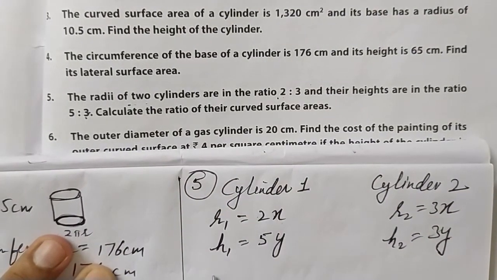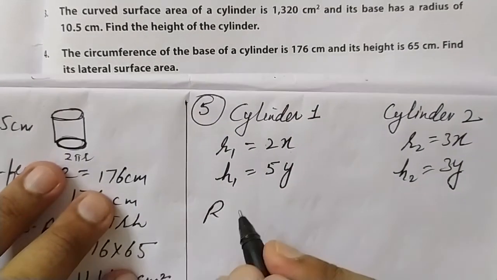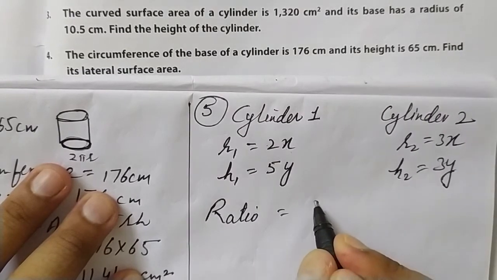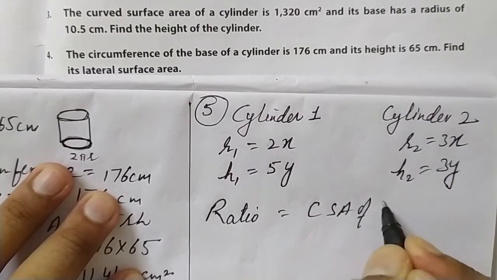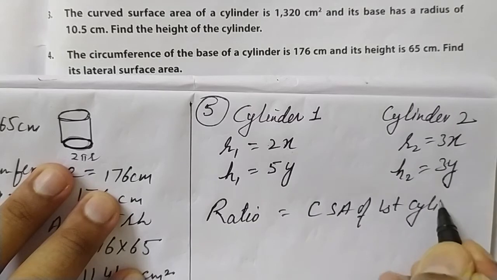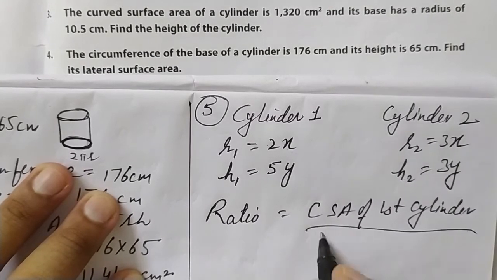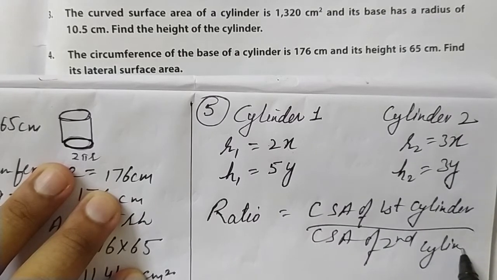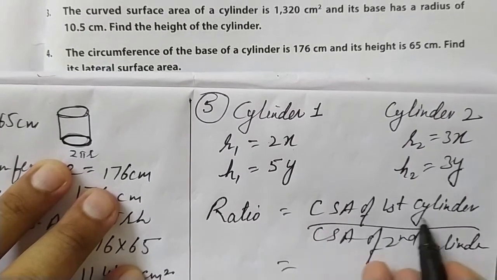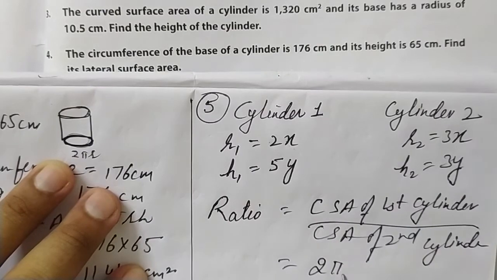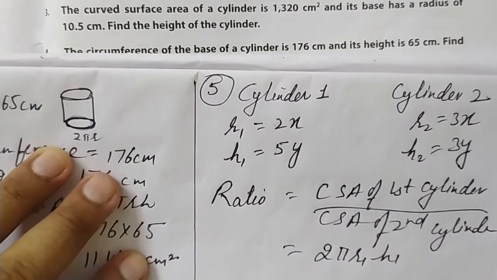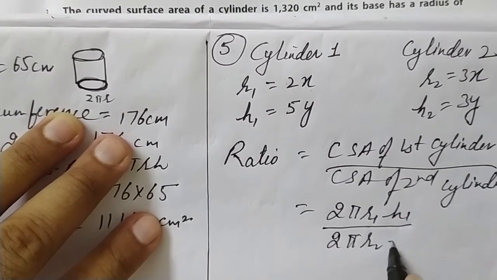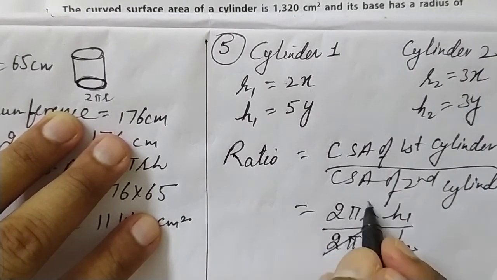Okay, so we'll write here required ratio is equal to CSA of first cylinder, cylinder 1, and CSA of second cylinder, right? So what is CSA of first cylinder? 2 pi r1 h1, right? And what is CSA of second cylinder? 2 pi r2 h2. So 2 pi will be cancelled.